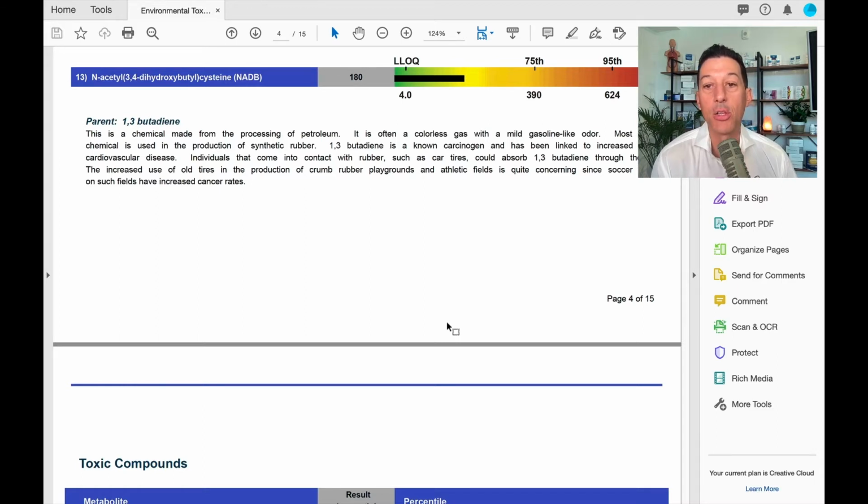This is a colorless gas, typically from the production of synthetic rubber. When I read this, again, I don't know the individual yet. I always review labs before I would meet with an individual. I would just be thinking to myself, does this person work outside?